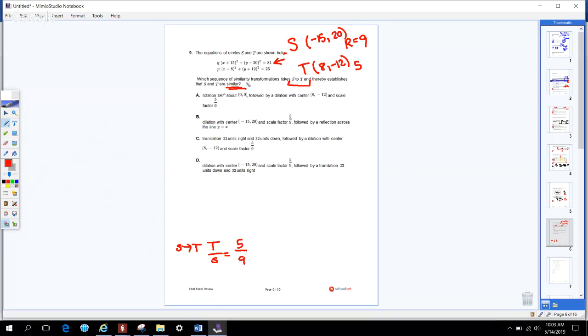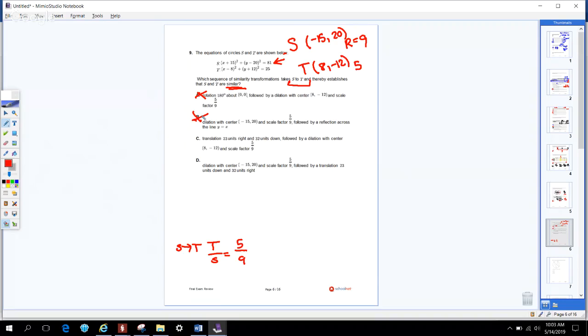So a rotation of 180 degrees, all that will do is flip the coordinates. So it's not going to be letter A. Then it says reflecting over y equals x. Again, that just flips the coordinates. So that's not going to be that one.